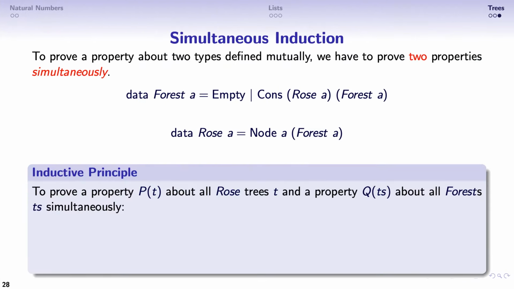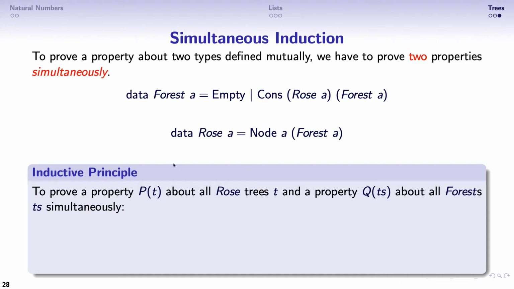So to prove a property about two types that are defined in terms of each other like this, we need to have a property P about all the rose trees, for example, and a property Q about all the forests, right? You need to have a property for each of the separate sets.